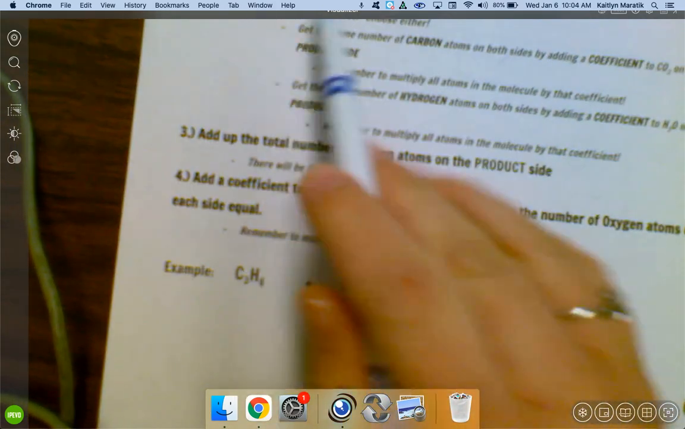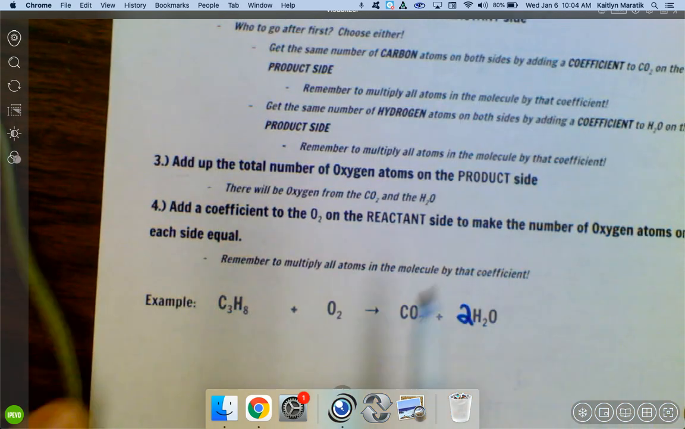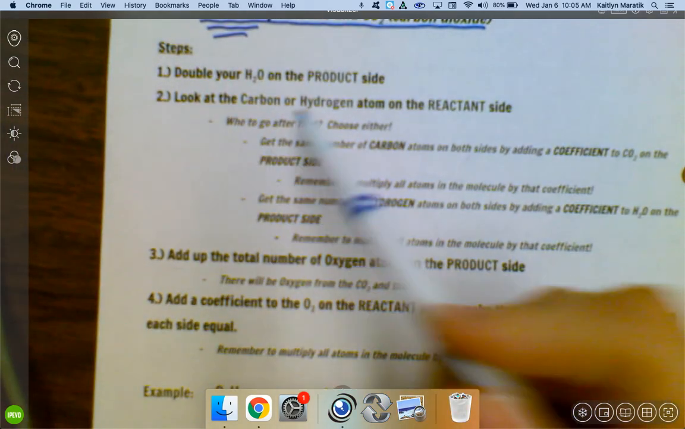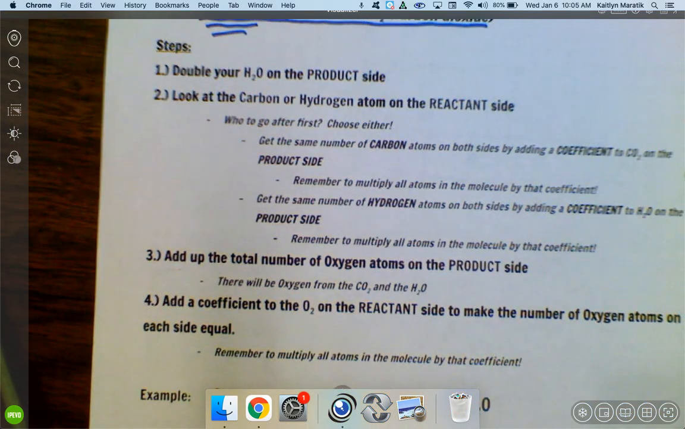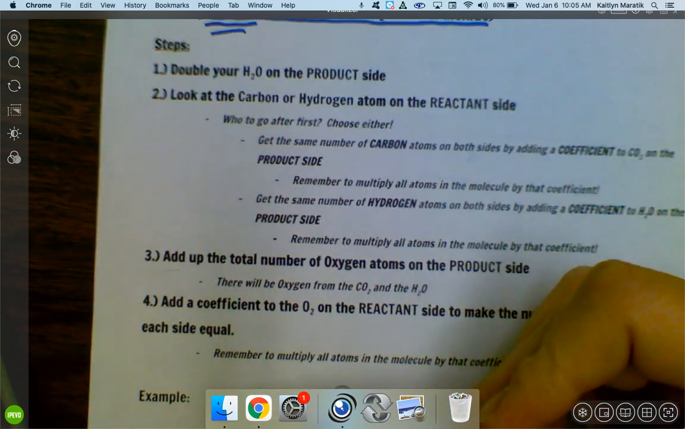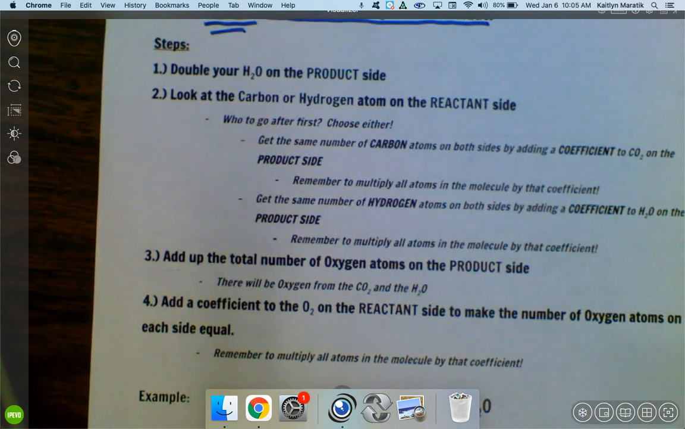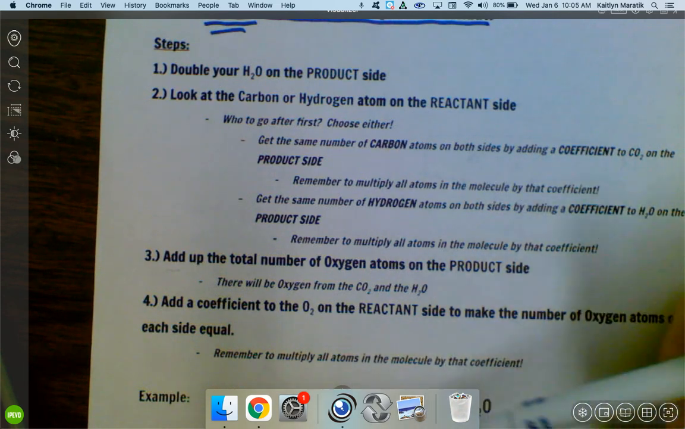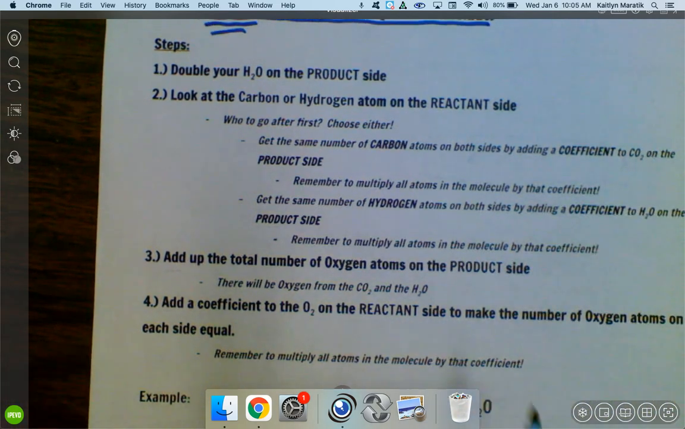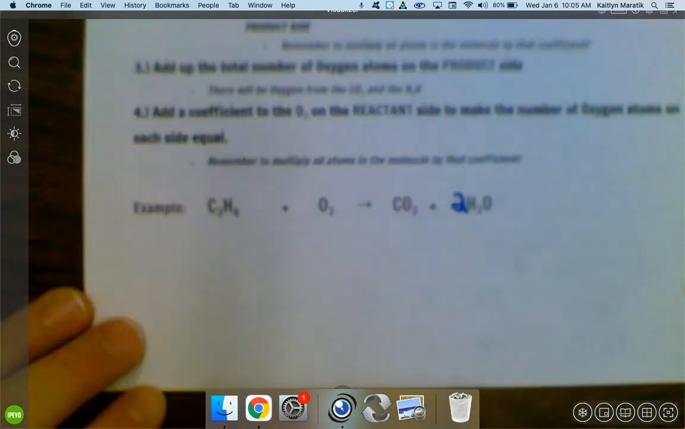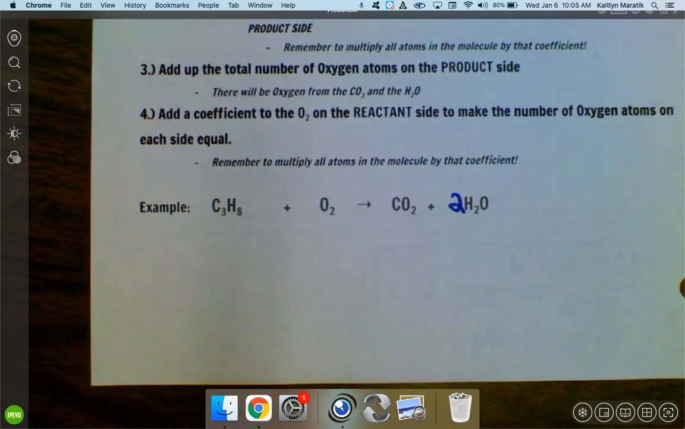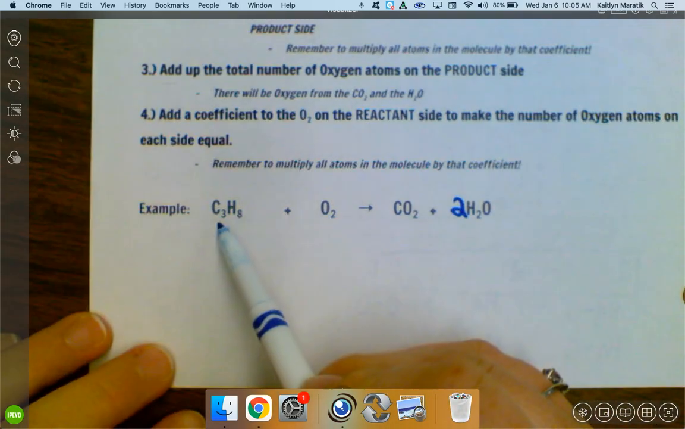Then we're going to look at either the carbon or hydrogen on the reactant side, and you get to choose who you want to go after. We either need to attack the carbon or we need to attack the hydrogen. You can choose either, but we need to go back and forth until we have these balanced on each side. Since I have no one here to choose because my classroom is empty, except for my adorable little stuffed animals that are in front of my desk, I'm going to choose the carbon.